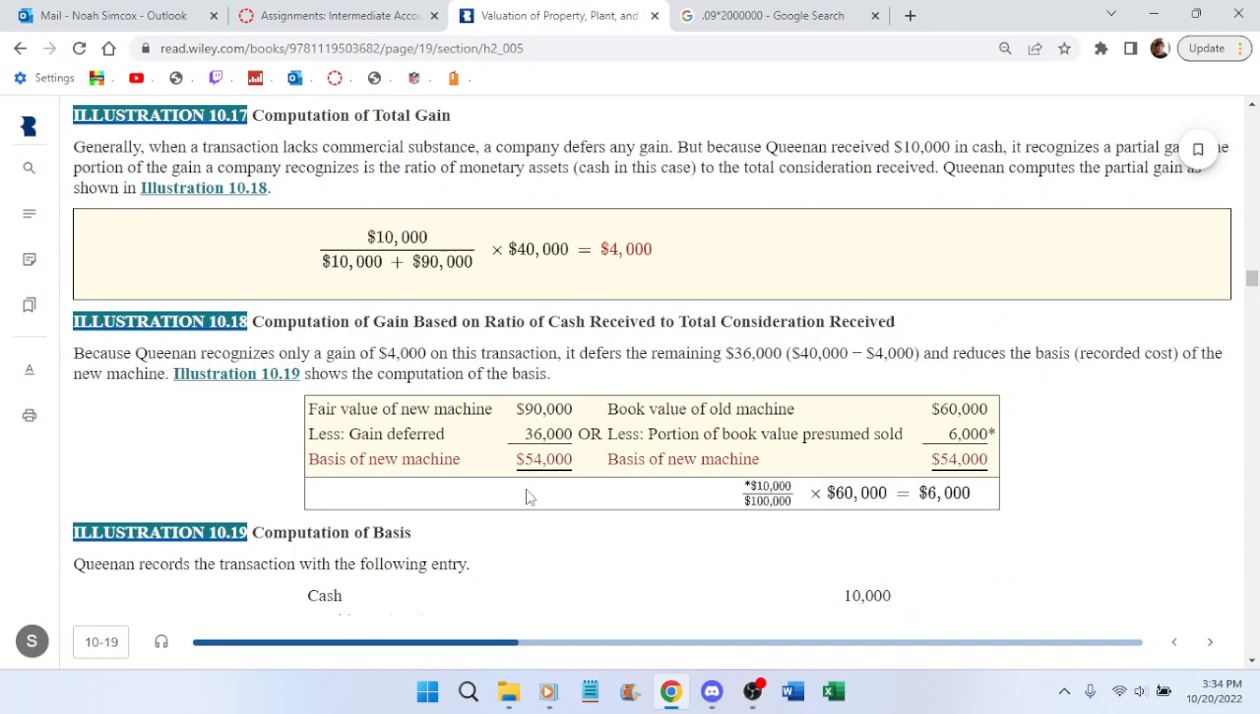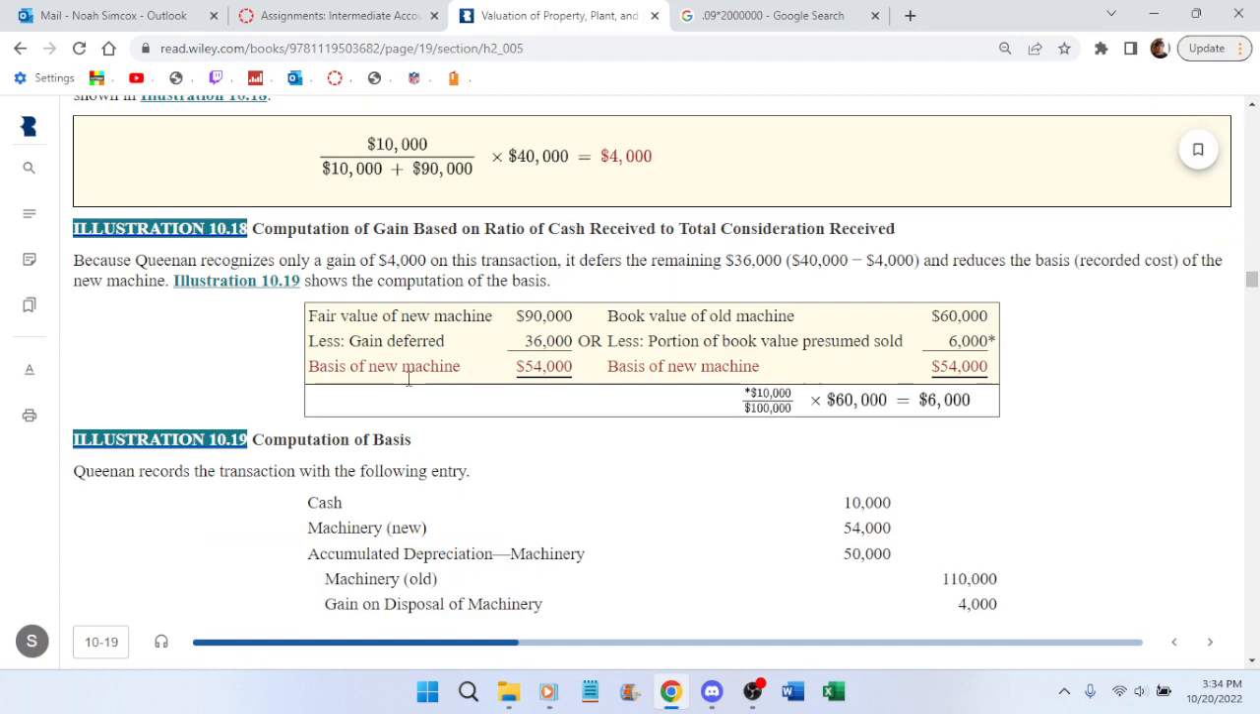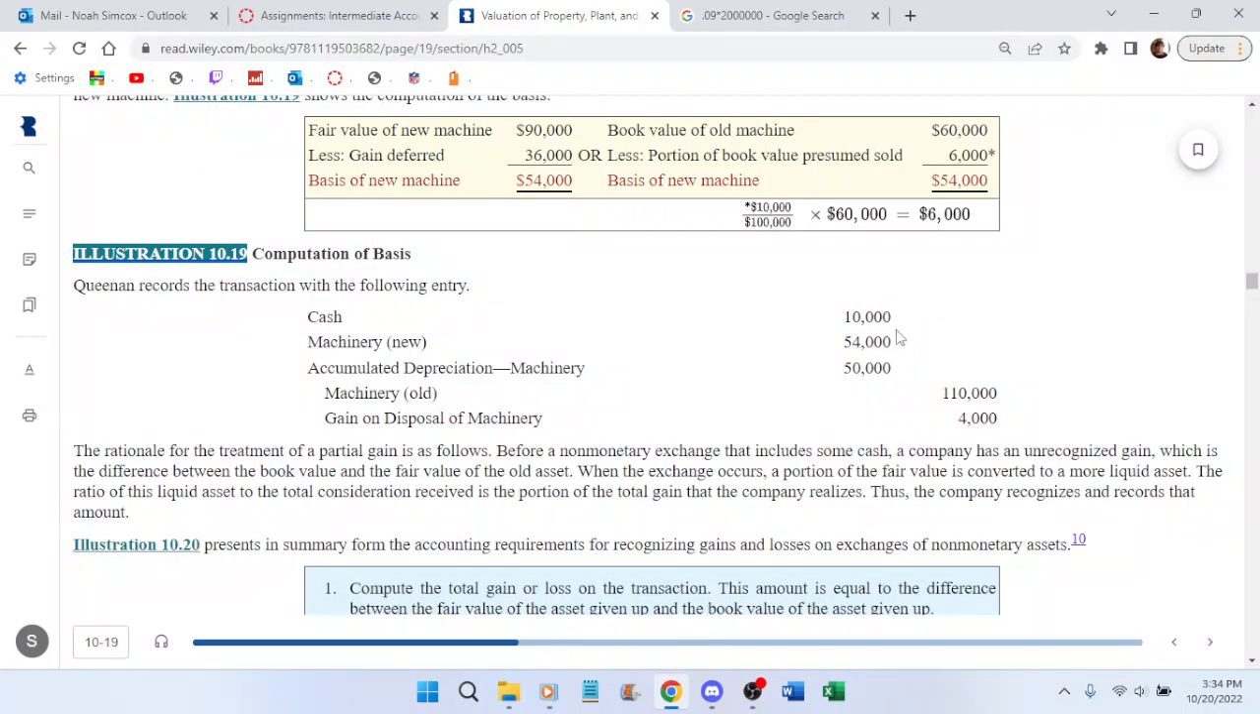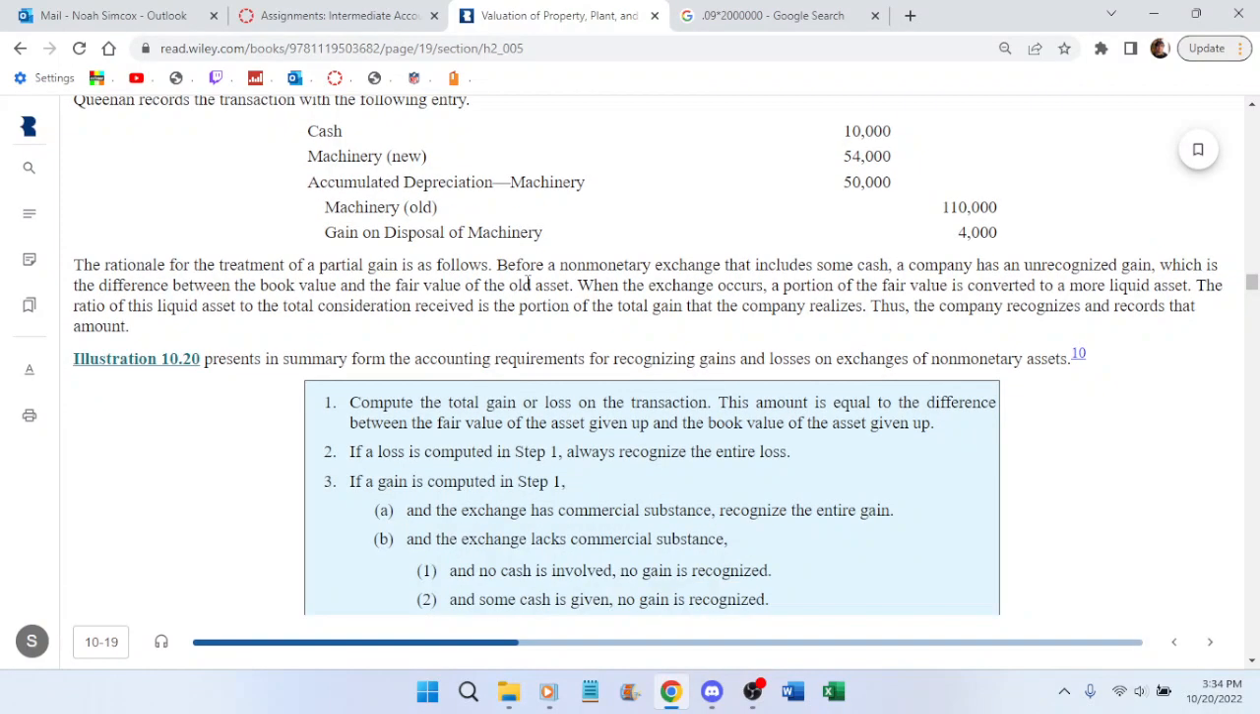I mean, this computation looks way easier because you don't have to do this extra step. Okay, and this is how you record the entry: cash, machinery, accumulated depreciation, machinery, new and old machinery, gain on disposal of machinery. I'm not really thinking through it as much as I was before. I don't care about rationale.